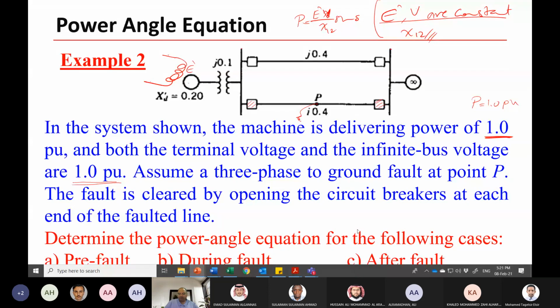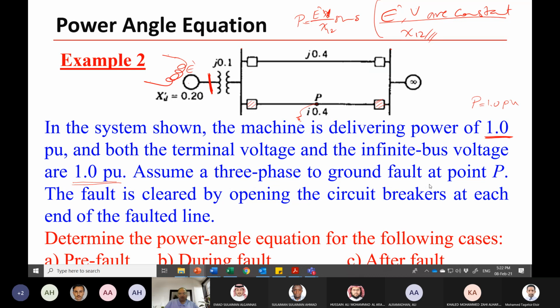You have here a single machine infinite bus system where all these reactances are given in per unit, and the machine is delivering power of 1 per unit. This is the terminal voltage, 1 per unit, and also that of the infinite bus is 1 per unit.